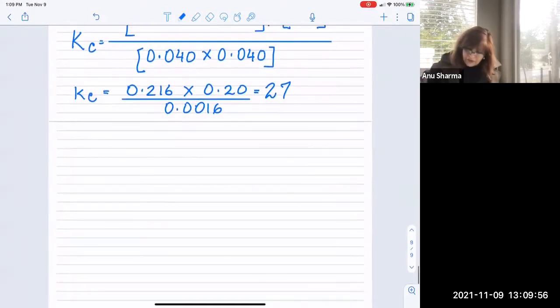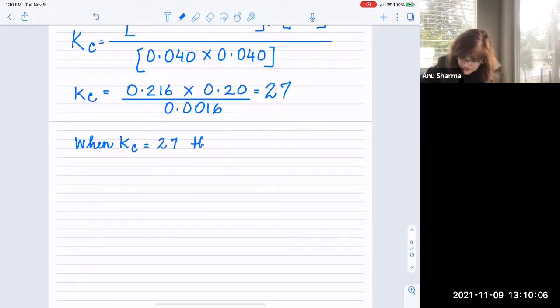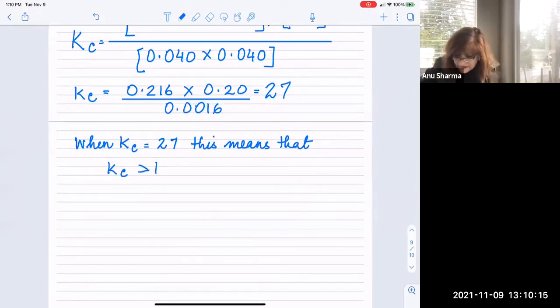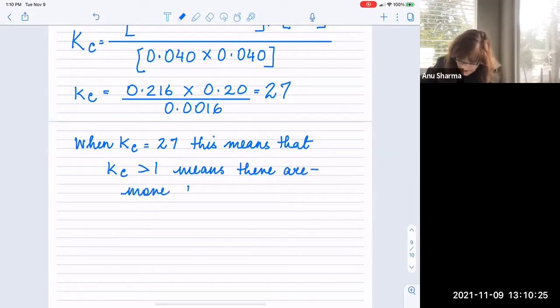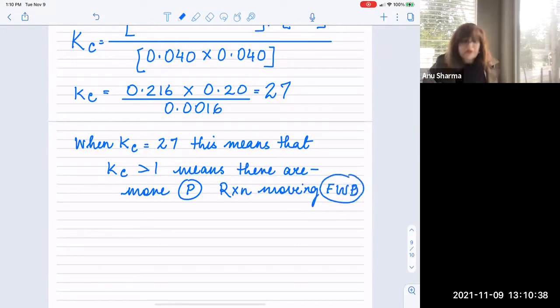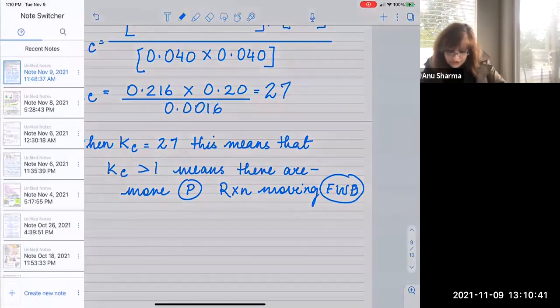So moving forward, what does this mean to you? When Kc is equal to 27, this means that Kc is more than 1. And when Kc is more than 1, it means that there are more products and the reaction is moving forward. This type of question can be asked.